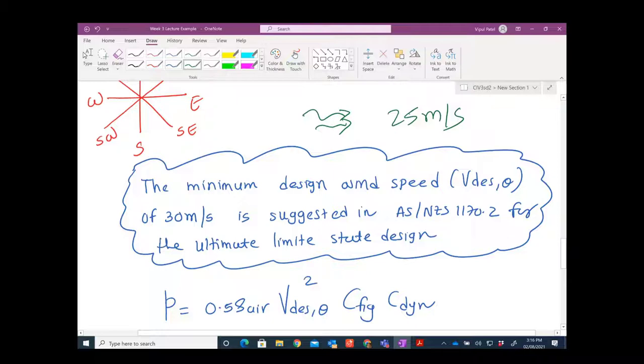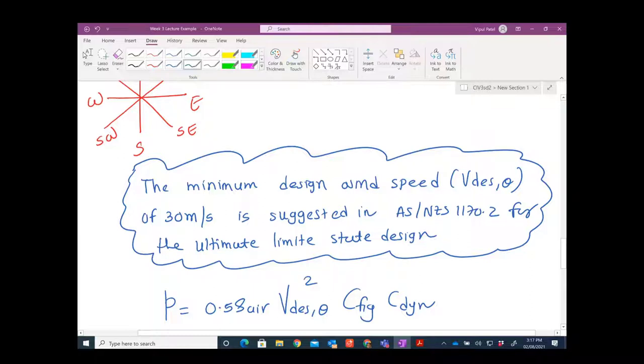Then standards get smart. Oh, you are being smart. Let me tell you something. Regardless of your locations, regardless of which directions you are using, regardless of whether you are sitting on the top of the hill or on the ground, if you have trees or no trees in front of you, if you have shielding or no shielding, forget it.